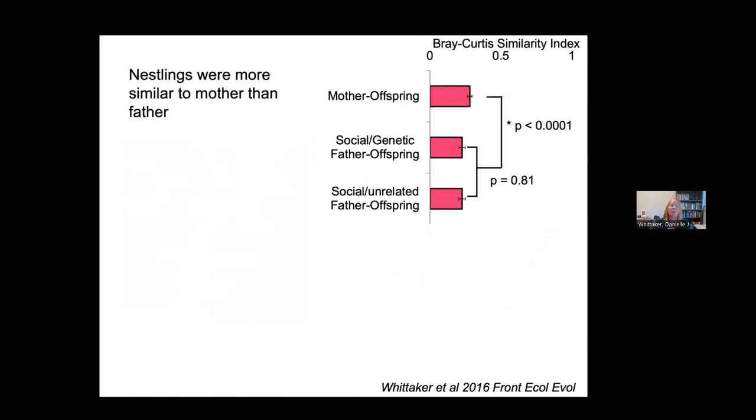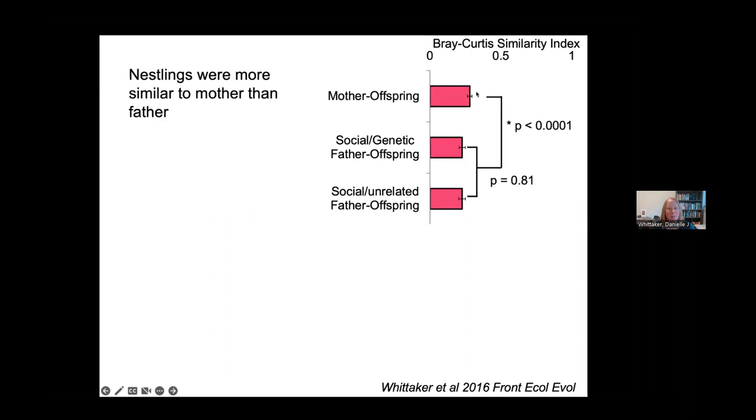If we look more closely at these within family relationships, though, there are some even more interesting patterns. Comparing nestlings to their mothers versus comparing them to their fathers, we see that mother-offspring pairs are more similar. Here I'm using something called the Bray-Curtis Similarity Index. It's comparing the whole bacterial community. It goes from 0 to 1. If you score a 1, that means you're identical. If you score a 0, it means you have nothing in common. So the closer to 1, the more similar you are.